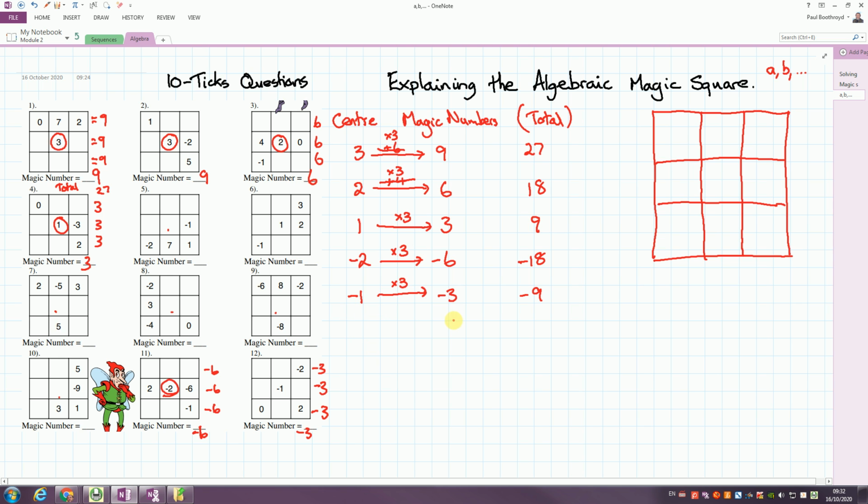So this centre number tells me my magic number. So if I now say the centre number is A, the magic number is 3A. So I can now put A into my grid.